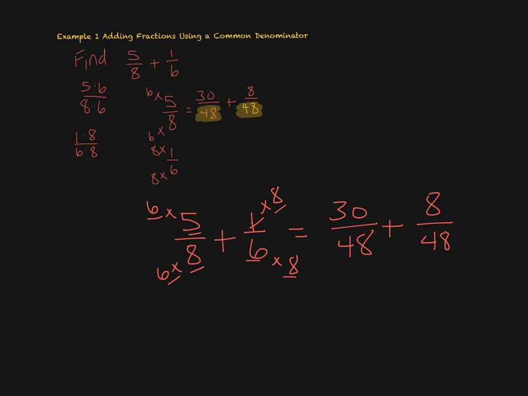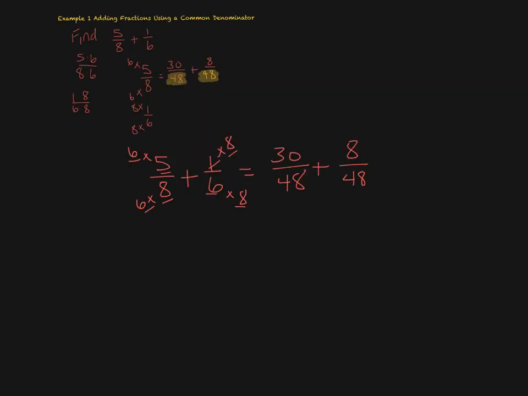And what that does is it gives me 30 over 48 plus 8 over 48. And when you add fractions together, all you're simply doing is going straight across on the top and leaving the same denominator. So 30 plus 8 equals 38. And now I have 38 over 48.